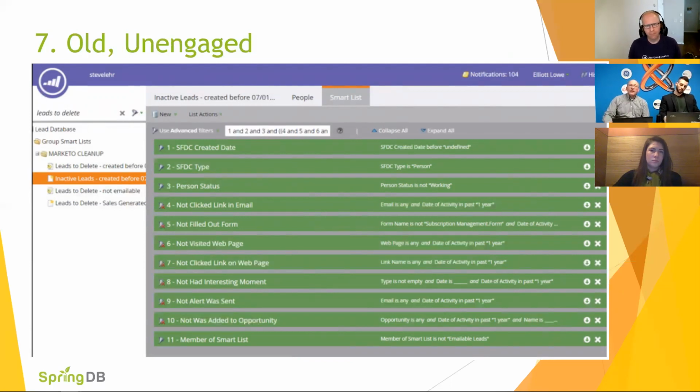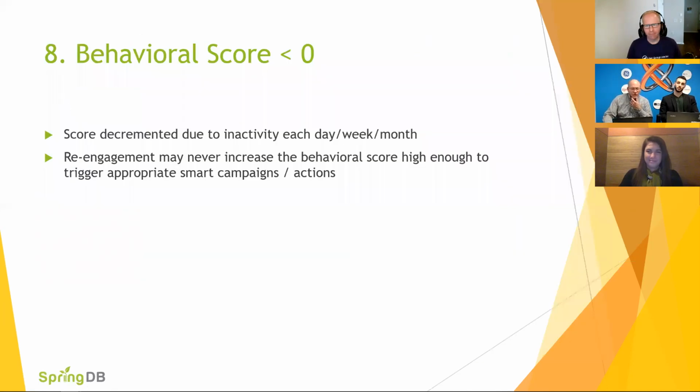One thing that you notice here is that there is a "not had an interesting moment" filter. And I'll show you in a moment, no pun intended, how you can leverage the interesting moment for data that's volatile that Marketo archives after 90 days, like page visits. So once you've identified those, you can potentially remove those records as well from Marketo.